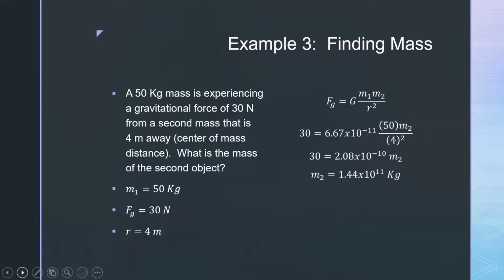Another thing we can do is actually find the mass of the object. So we've got one object, 50 kilograms. We have the force due to gravity between them, so the weight that they're experiencing because of each other, and that they're 4 meters away. Again, I'm always going to give you the center of mass distance for each one of these. If we put it in the universal gravitational equation, we get the mass of the other one to be 1.44 times 10 to the 11th kilograms.